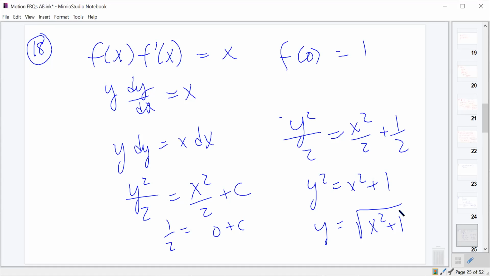Any questions there on 18? Everybody good there? It's like people are leaving, like class was supposed to be over a minute ago. Any other questions on 18?